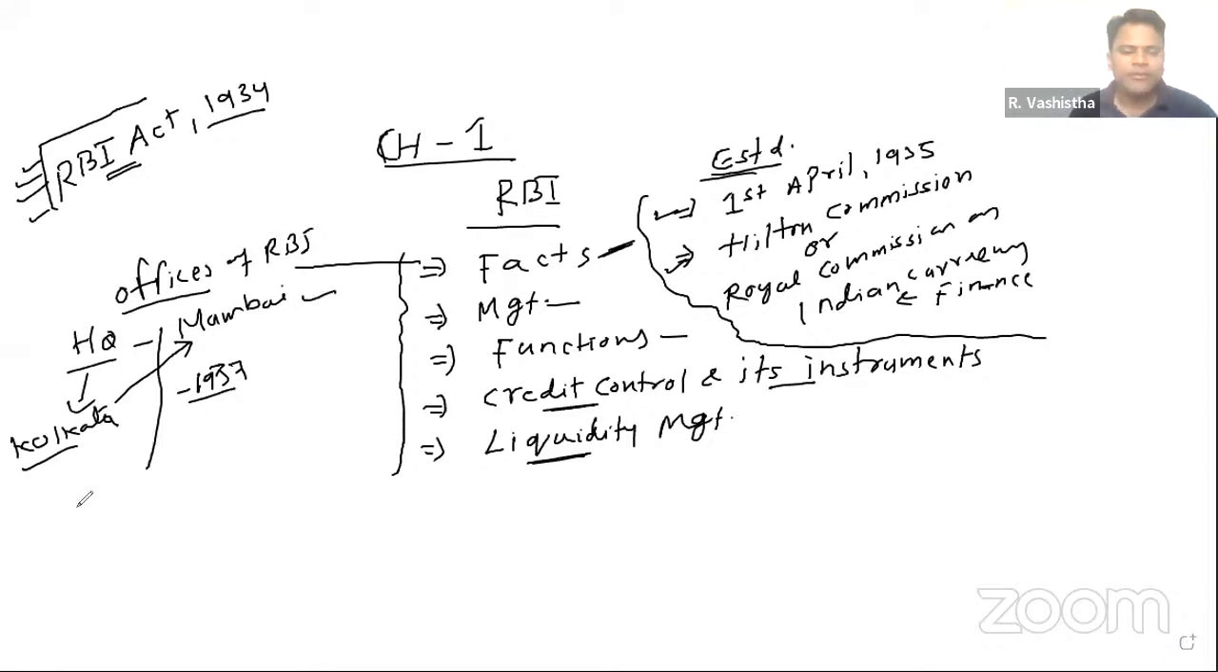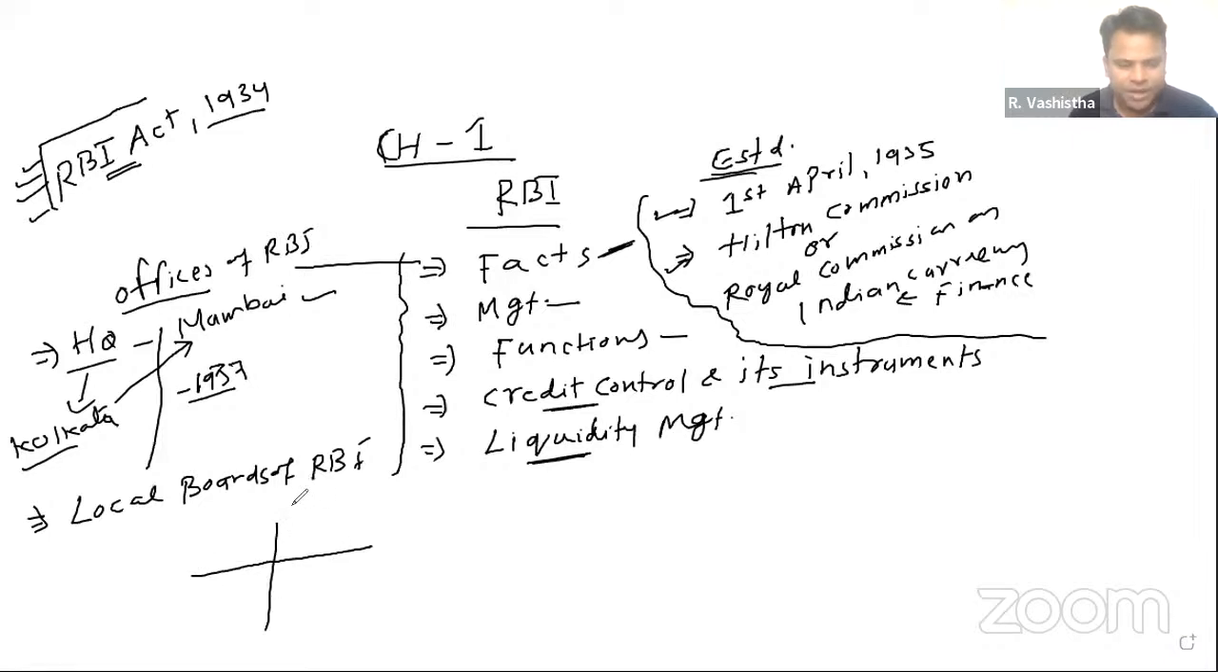Then there are four important local boards of RBI. Apart from this headquarter, the second important office is the local board of RBI. There are four local boards of RBI in four different regions of India. In North India, the local board of Reserve Bank of India is in New Delhi. Then in South India, this is in Chennai. In West India, this is in Mumbai. And in East India, this is in Kolkata. So there are four important local boards of Reserve Bank of India in four different regions of India: North, East, West, and South.